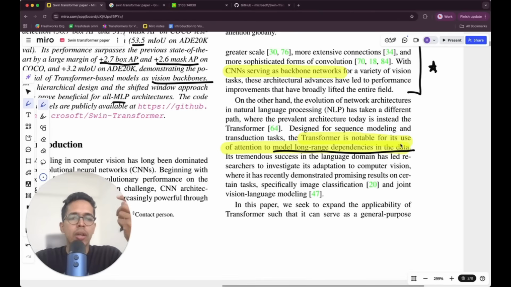And to capture this long range dependency, you have to construct attention scores or attention weights between queries and keys, which are the tokens themselves in self-attention. This is the reason why transformer became so useful in NLP, because within a sentence, the words can have long range dependency. Its tremendous success in language domain has led researchers to investigate its adaptation to computer vision, where it has recently demonstrated promising results on certain tasks, specifically classification and joint vision language modeling.